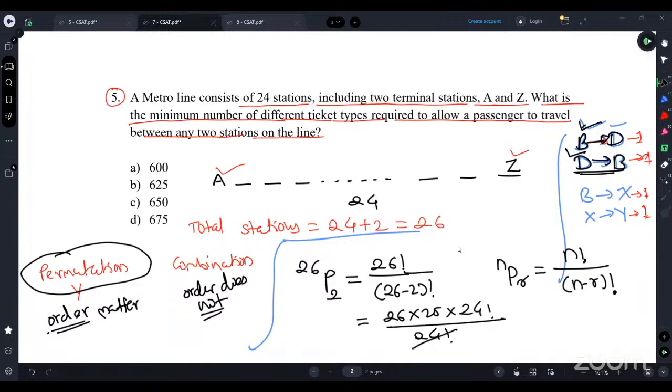So 24 factorial and 24 factorial will be cancelled. So 26 into 25 is 625 plus 25, so that will be 650. So 650 will be the correct answer in this case. That is option C. Clear, guys?